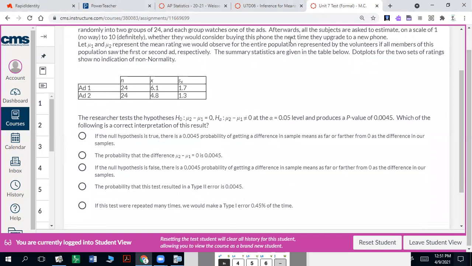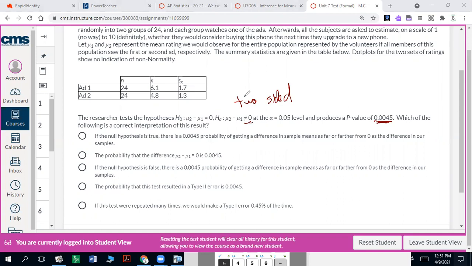The researcher tests the hypothesis: the difference is 0 versus the difference is not equal to 0. Notice that's not equal, so it's two-sided. We got a p-value of 0.0045. Which of the following is a correct interpretation of this result?